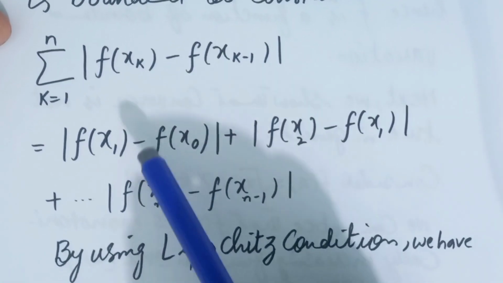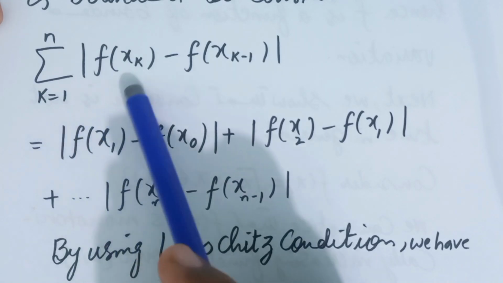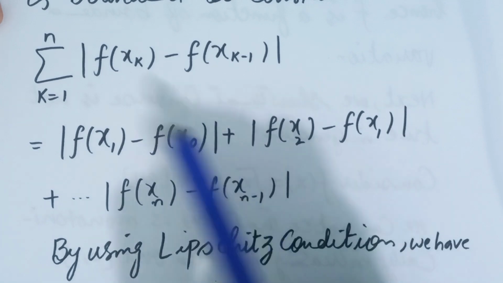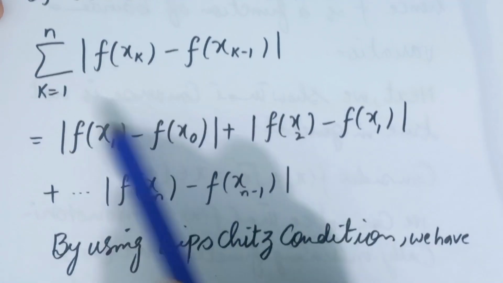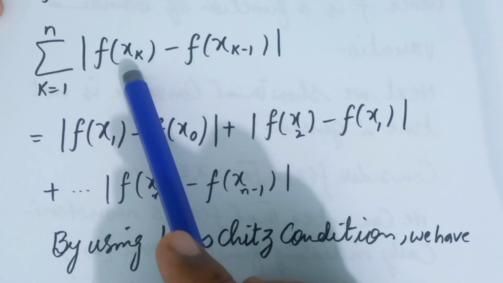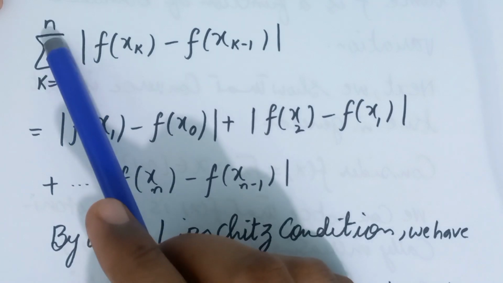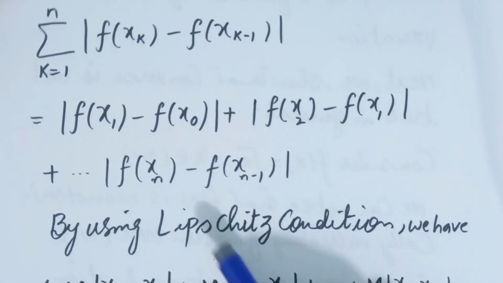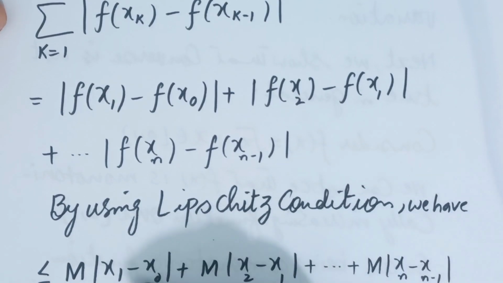By expanding this sum, by putting k equal to 1 here, this will become f of x1 minus f of x0, plus by putting k equal to 2 here, this will become f of x2 minus f of x1. By putting k equal to 3, we get f of x3 minus f of x2, and lastly by putting k equal to n here, this will become f of xn minus f of x_(n-1). Now we use the Lipschitz condition we have.